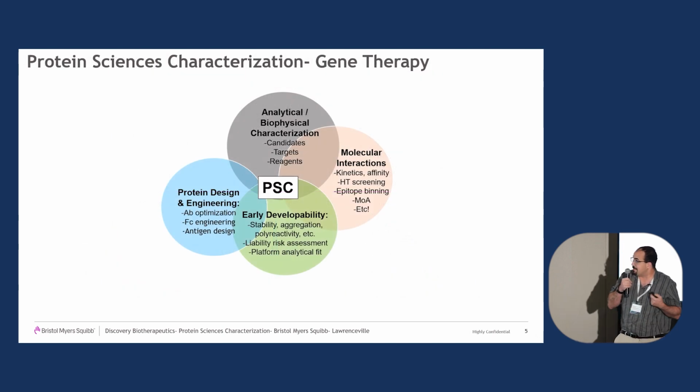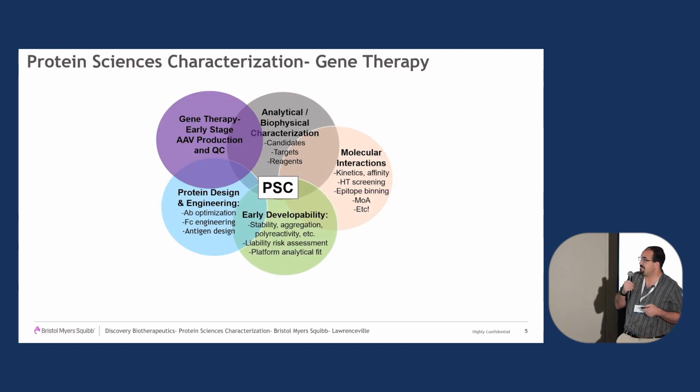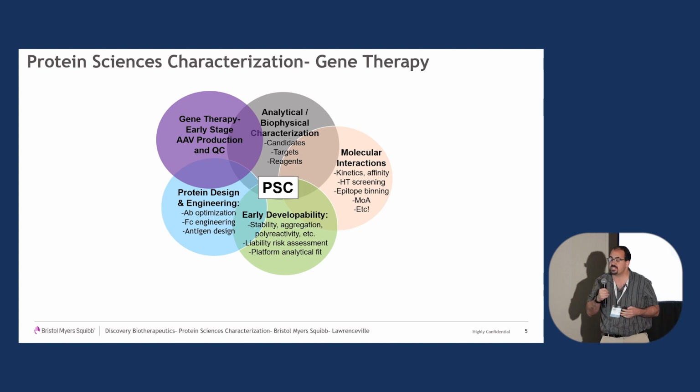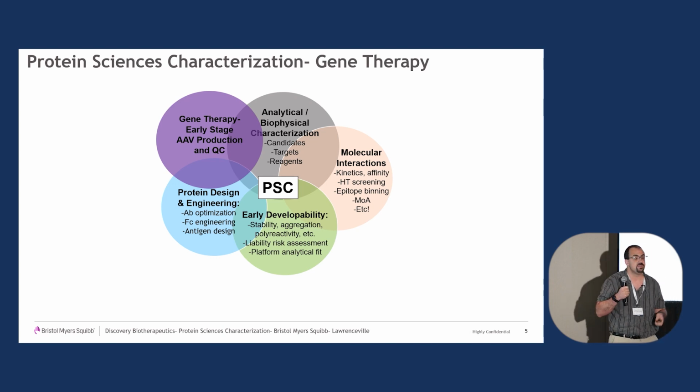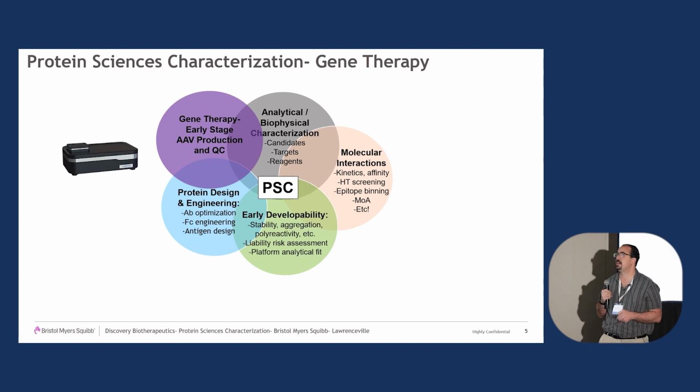So finally, this is the same aspect of what the PSC group does at Bristol Myers Squibb. But in the past year or so, we've started incorporating gene therapy and early stage AAV production and QC into our workflow. And so the main question is, how can the mass photometer help us in that, and how have we been using it?